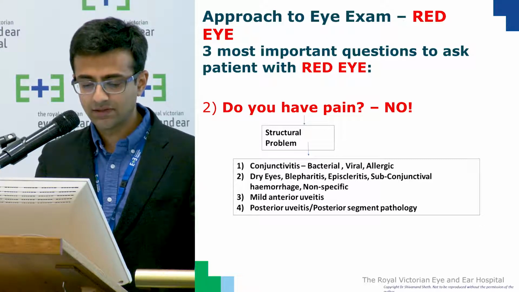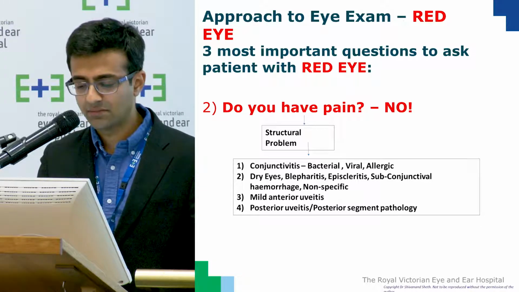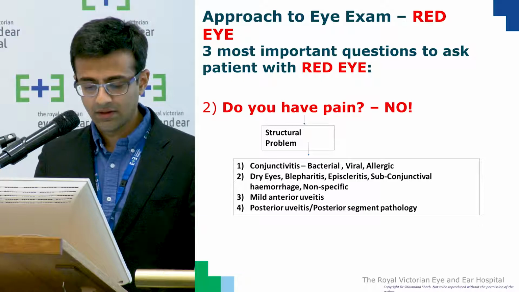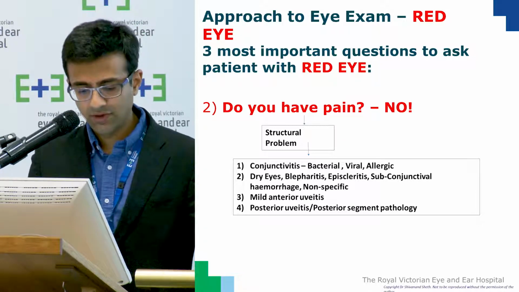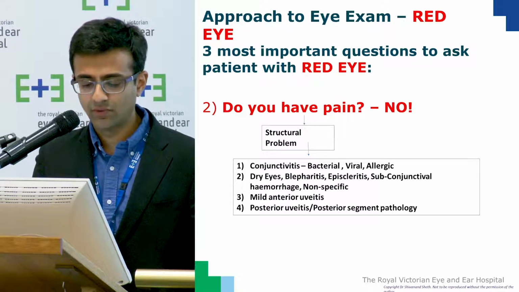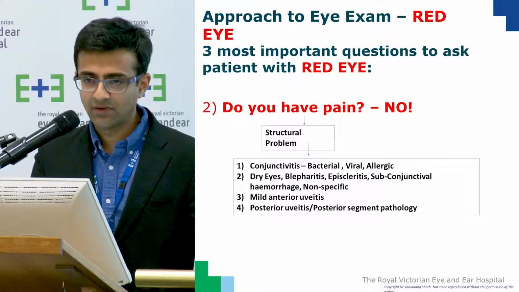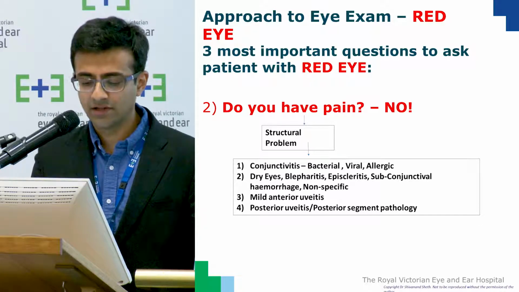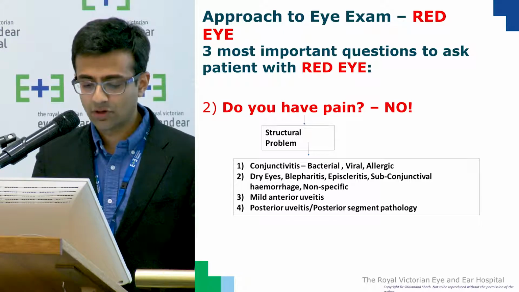Dry eye is again on the same list: blepharitis, episcleritis, subconjunctival hemorrhage. Non-specific subconjunctival hemorrhage can also sometimes be described as a mild discomfort or pain. And again, anterior uveitis and posterior segment structures are not painful unless the sclera is involved. So just having a vitritis, a retinal detachment, or a vitreous hemorrhage is not painful.